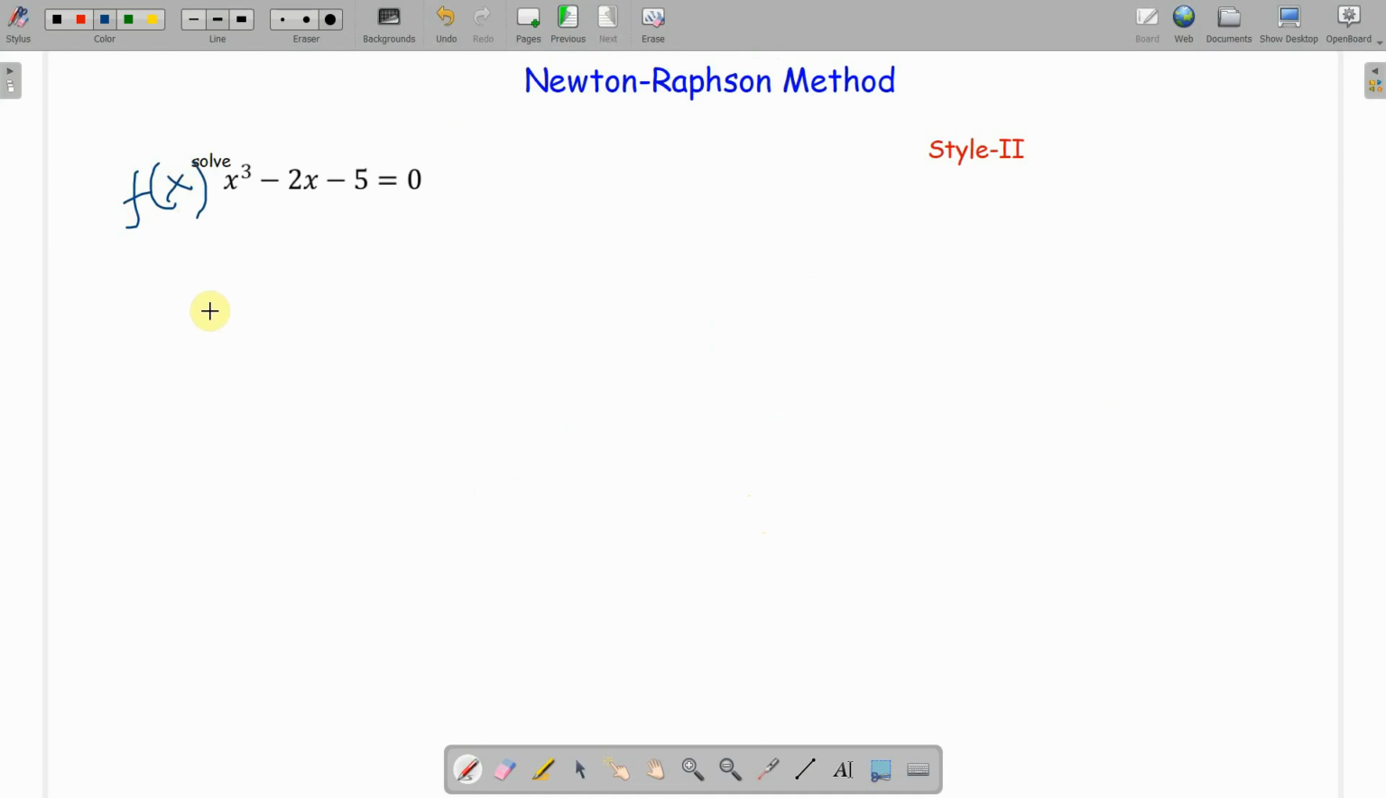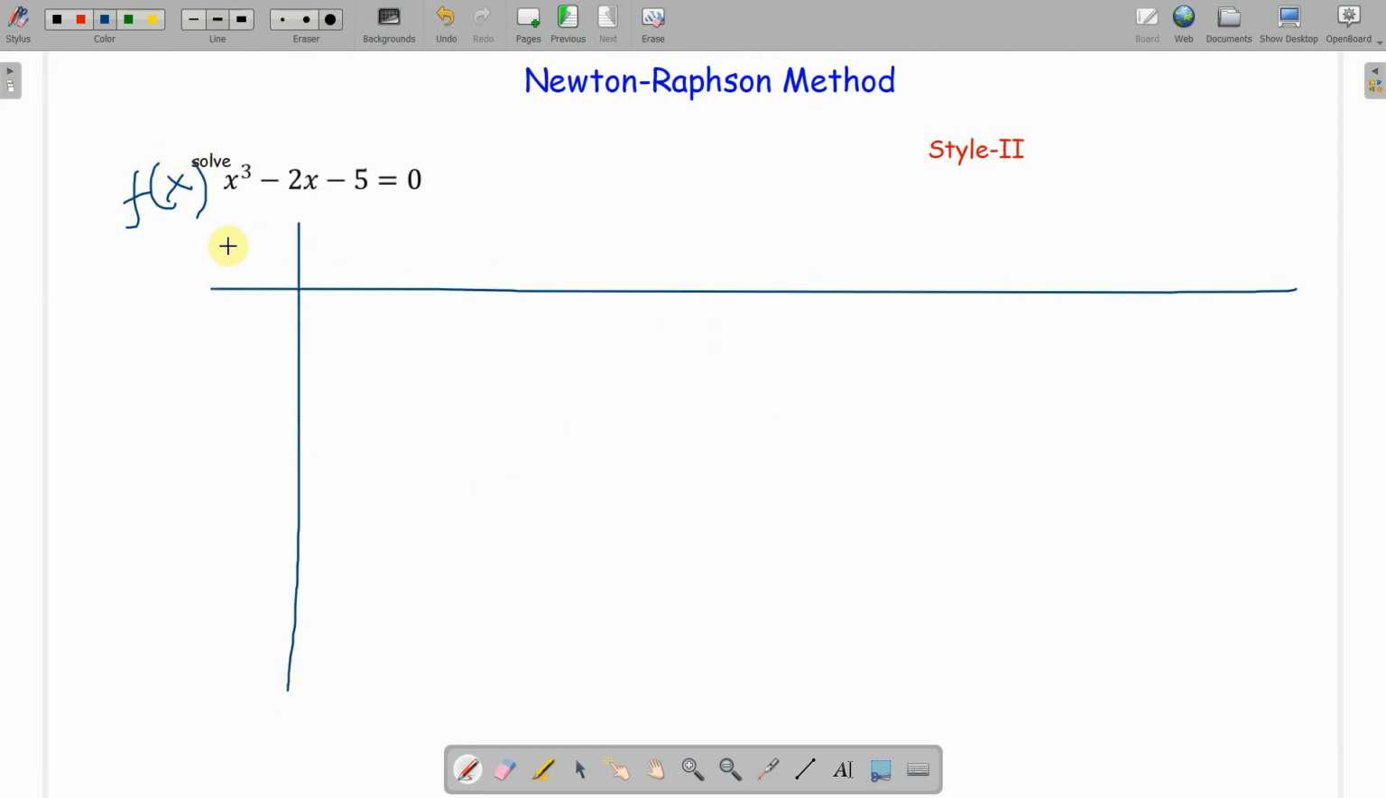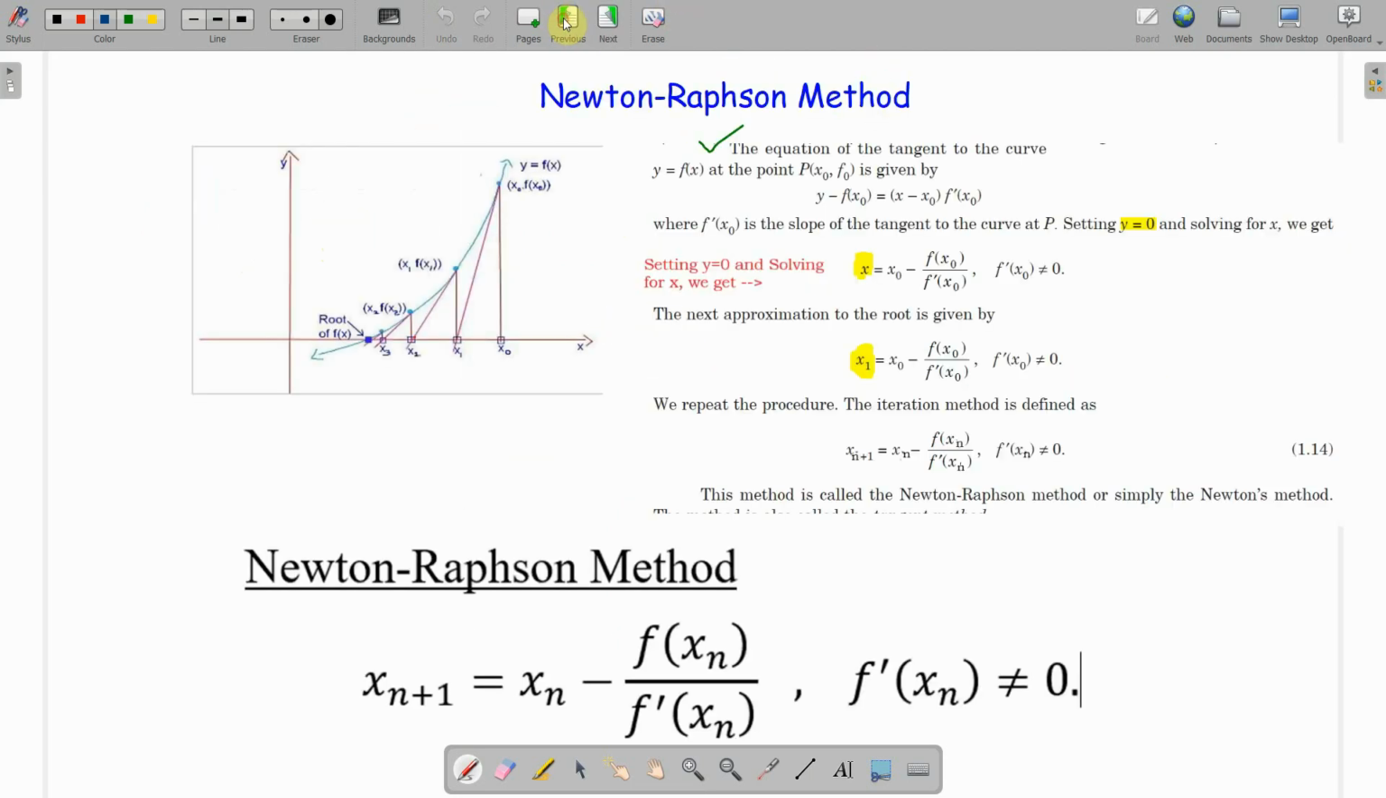So let's take a table. This is the iteration, then A, B. Again sorry, I didn't discuss the equations and all, so write this down.